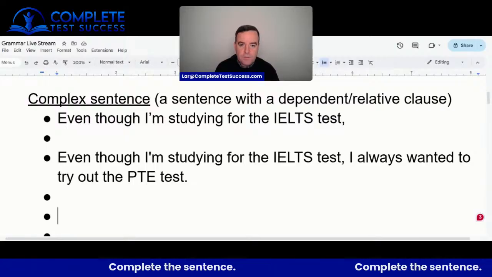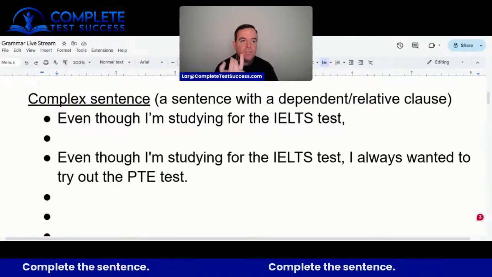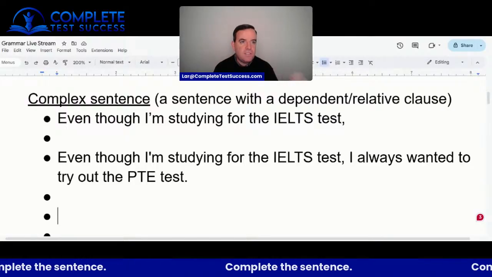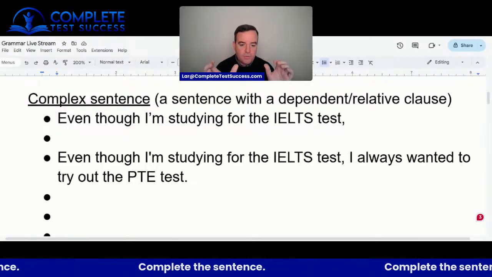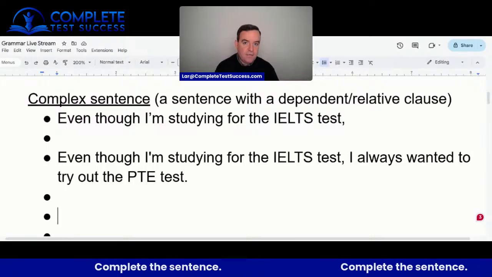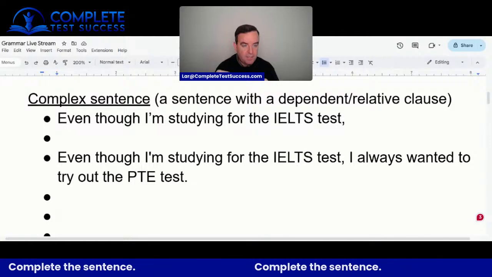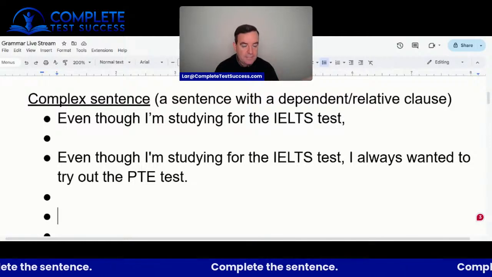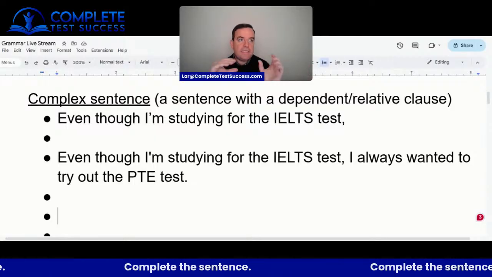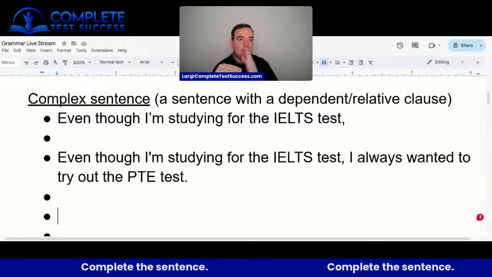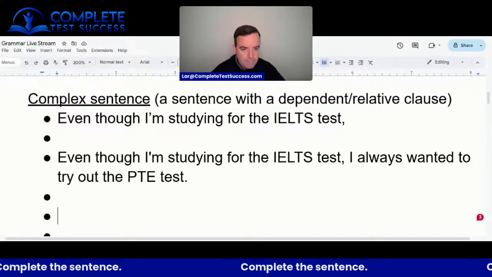Okay. So what would happen is, maybe you wanting to do something doesn't change, but maybe if you've decided to change, like, even though I'm studying for the IELTS test, I'm thinking about doing the PTE test instead. So it's like, I'm going to stop doing that, even though I'm studying for it and spending time on it, and I'm going to do something else instead. That would make sense. But you're just saying, I always wanted to. Well, you can continue to always want to do something regardless of what you're really doing. So the contrast isn't there that we need when we use although.